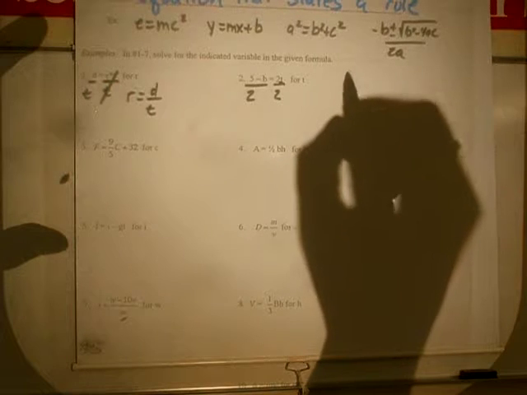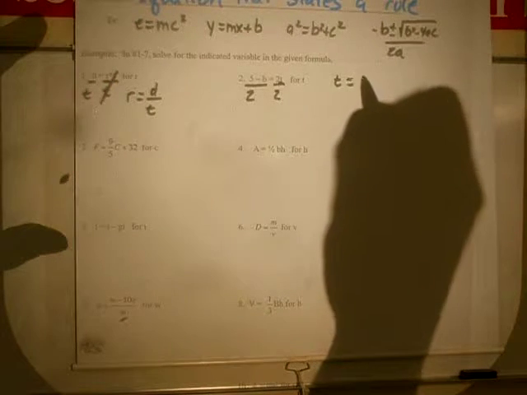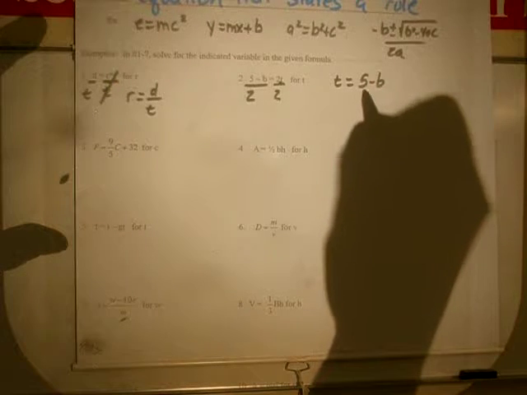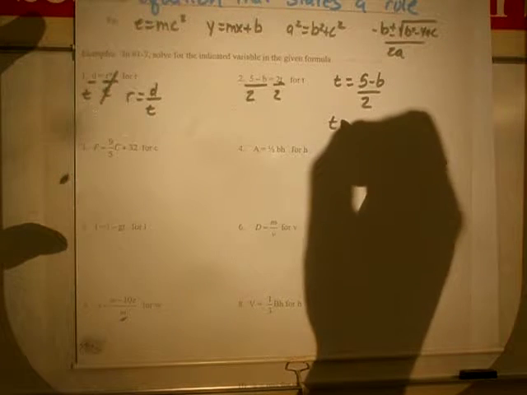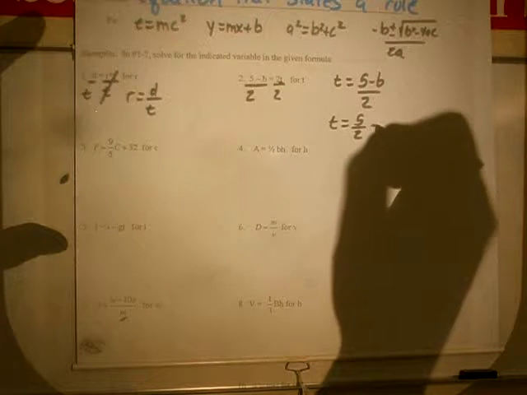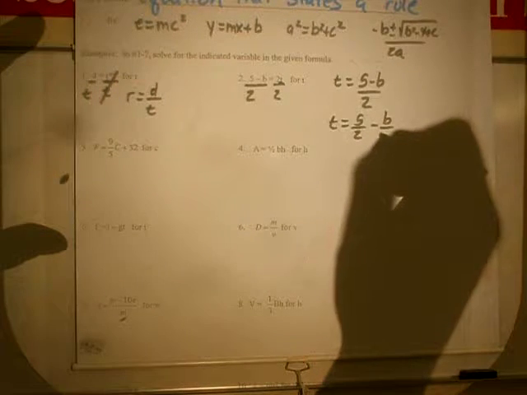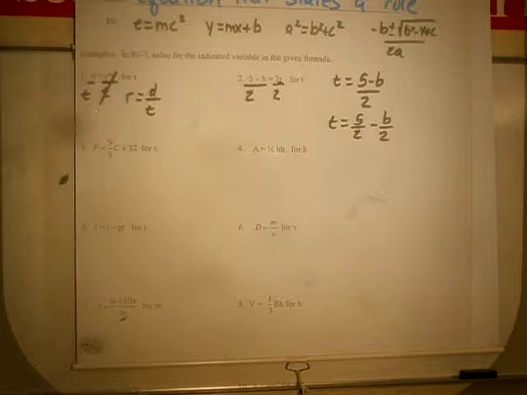I would accept 2 different answers for this. You could have T equals 5 minus B over 2. Or if you would like to separate those, you could have T equals 5 halves minus B over 2. Either one of those would be fine. They mean the same thing.